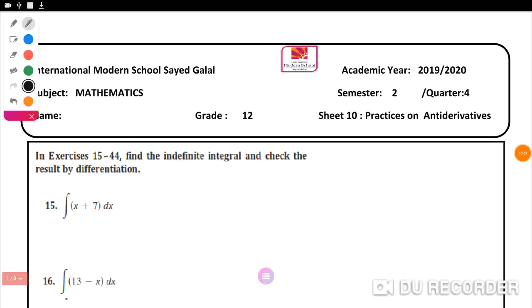Hello guys, today let me give you more practice on the antiderivative, or how to use indefinite integration to find the antiderivative for a given problem. In exercises 15 to 44, find the indefinite integral and check the result by differentiation.